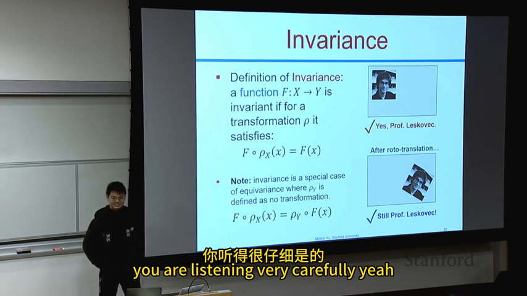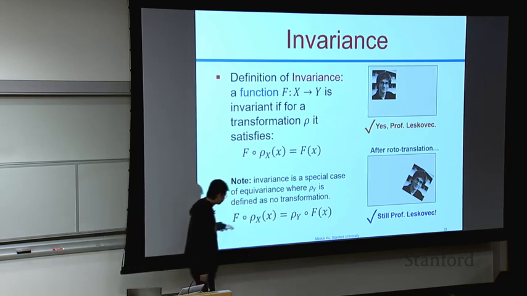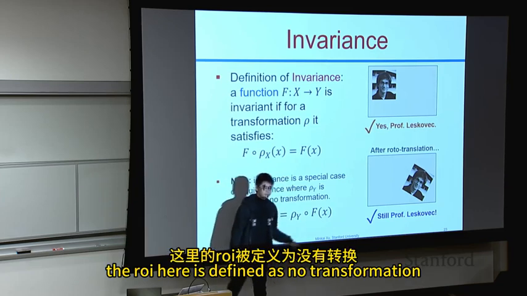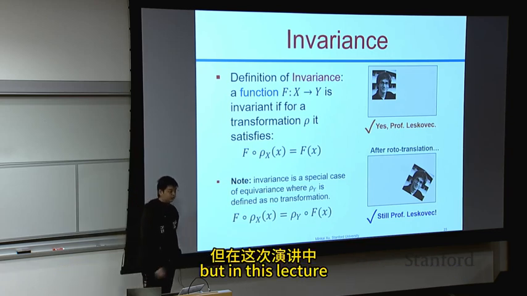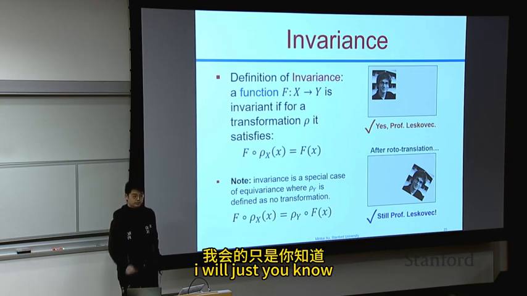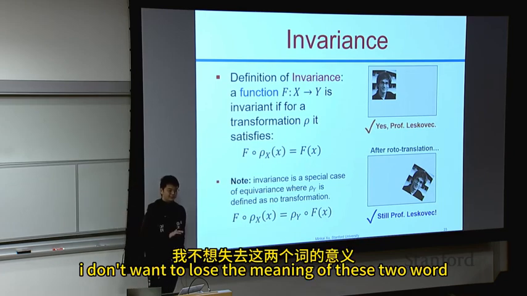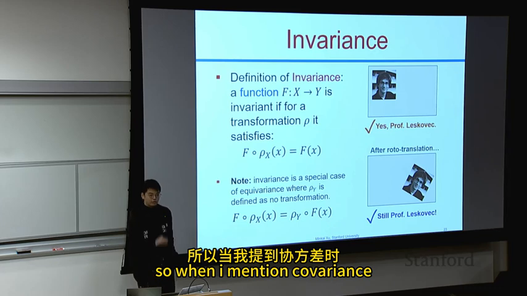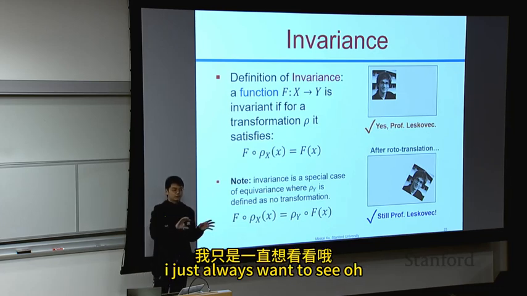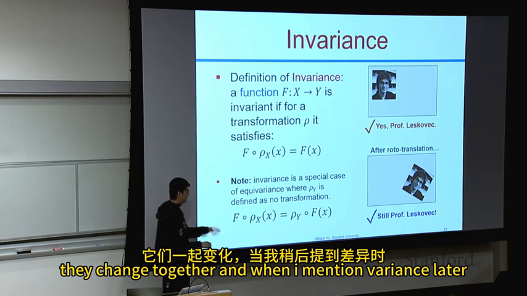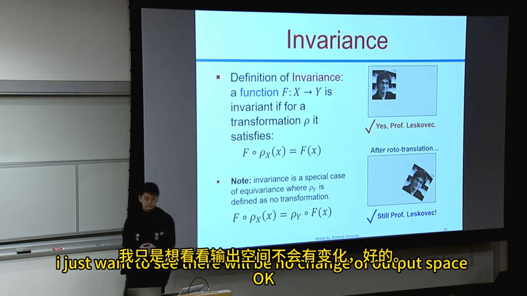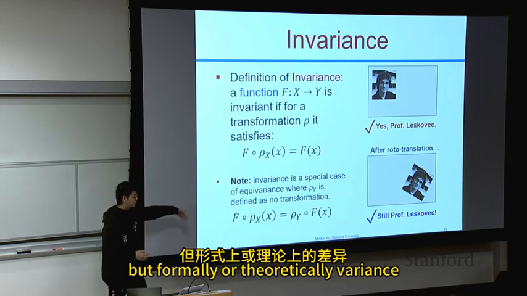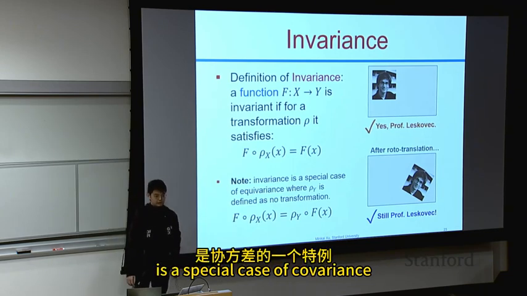You are listening very carefully. Yeah, so rho y here is defined as no transformation. So formally, invariance is a special case of equivariance. But in this lecture, I don't want to lose the meaning of these two words. So when I mention equivariance, I always want you to see that they change together. And when I mention invariance later, I want you to see that there is no change of the output space. But formally or theoretically, invariance is a special case of equivariance.